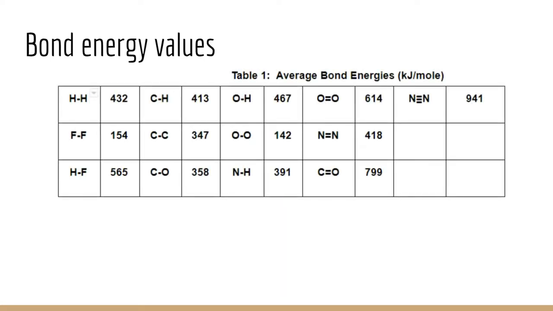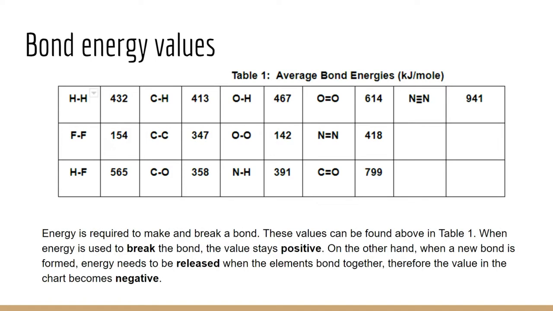So these are the bond energy values that will be given in every worksheet, every test, every quiz that you take from now on. You're not required to memorize this. It'll always be provided to you. Energy is required to make and break a bond. For bond formation, it's exothermic. For bond breaking, it's endothermic. When energy is used to break the bond, the value stays positive. When the energy is released, it's negative.